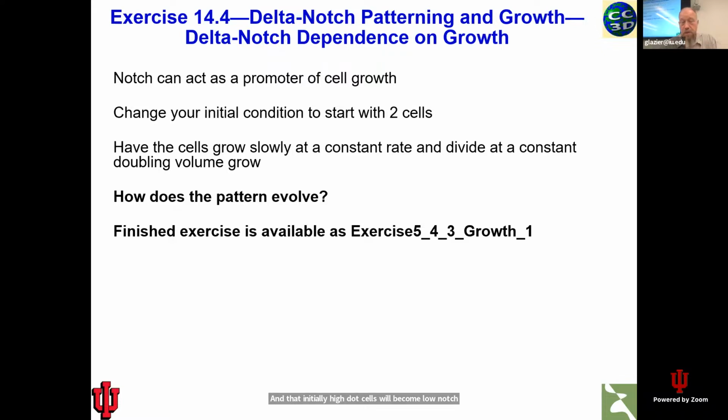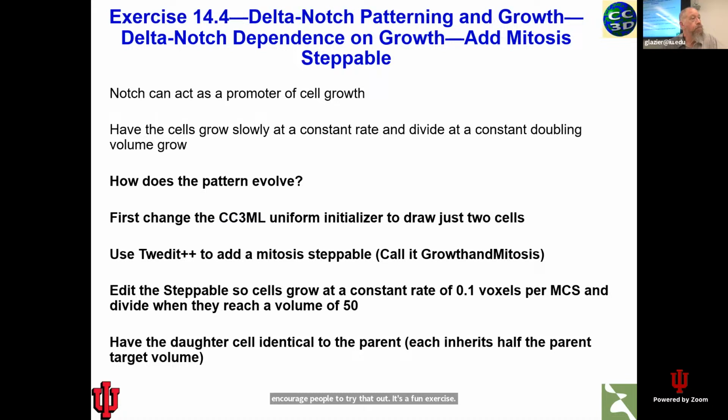But I think that may be a little bit too much to do in class now. But I'd encourage people to try that out. It's a fun exercise. And if people want to try doing it, it really takes about 5 minutes to do. You change the CC3DML uniform initializer to only draw two cells. That only takes a second. Just change the size of the box to draw. So why don't we do that?